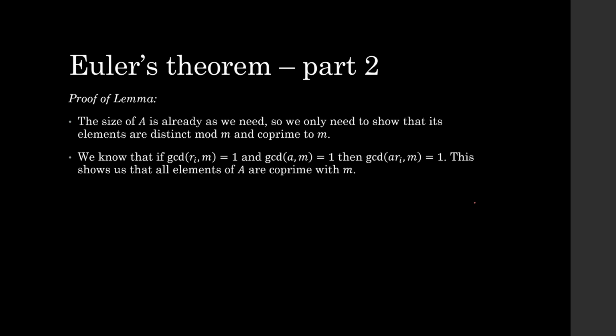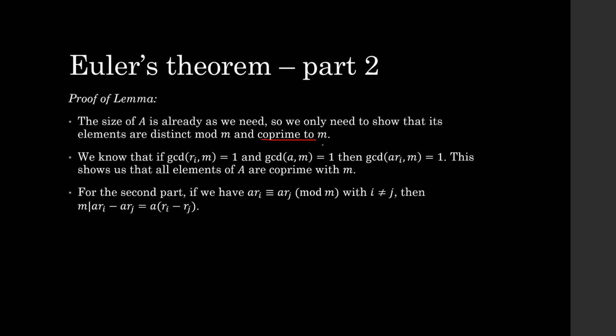First, to show that they're co-prime, we know that the greatest common divisor of Ri and m equals 1, because R was a reduced residue system, and the greatest common divisor of a and m equals 1 by assumption. Then the greatest common divisor of a times Ri and m is equal to 1. This is a theorem that we've proved before, alongside video 2, I think, that we can take these products and get that the greatest common divisor is also equal to 1. That shows all the elements are co-prime to m. Now we just need to show that they're distinct mod m.